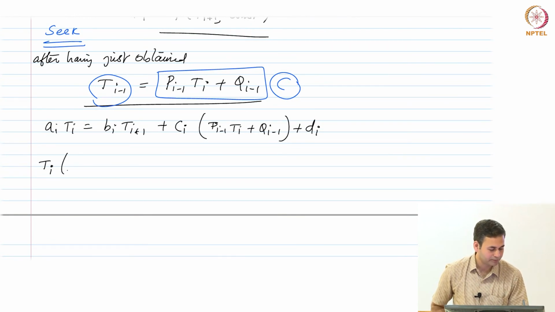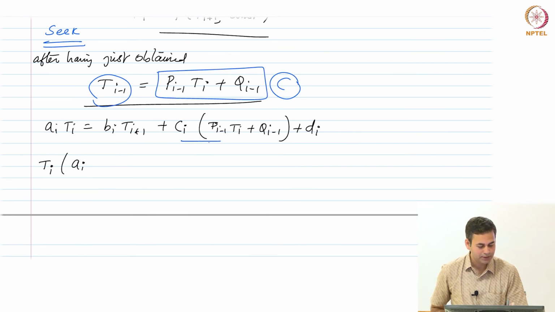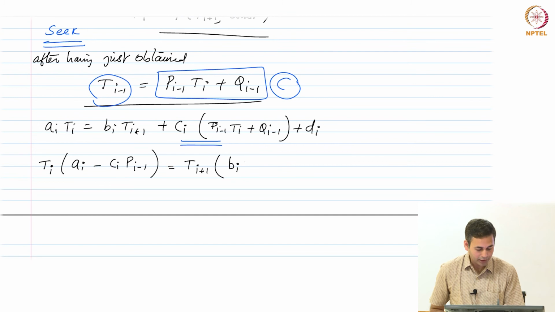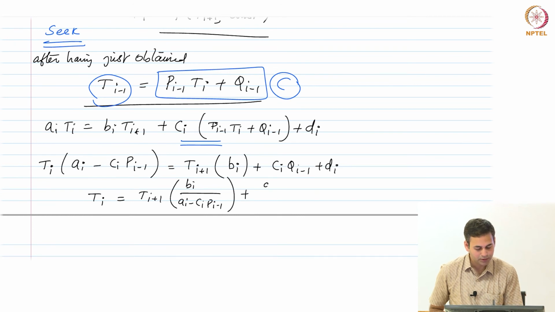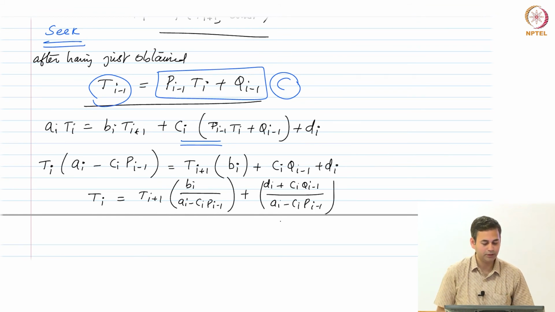So, that means if I go forward, if I simplify this thing, what will be the coefficients for Ti? Ai minus Ci Pi minus 1, is that correct? Equals, what will be the coefficients for Ti plus 1? Bi, that is all, okay. And then what else, the constants? Ci times Qi minus 1 plus Di, okay. So, this is the constant. Then can I write it as Ti equals Ti plus 1 times Bi upon Ai minus Ci Pi minus 1, plus Di plus Ci Qi minus 1 upon Ai minus Ci Pi minus 1. Is that fine? I just divided the coefficient of Ti for all the terms on the right hand side, fine.